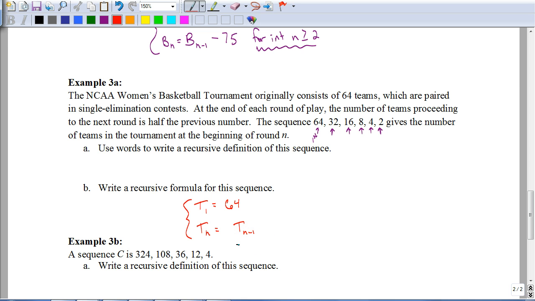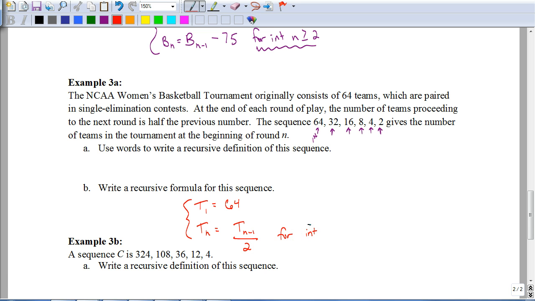and divide by 2. There's a number of ways that we could represent that. We could say divide by 2 like this. That would be fine. We can say divide by 2 as a fraction like that. Which would be fine. Or dividing by 2 is the same as multiplying by 1/2. So you could say 1/2 of t of the previous term. Any of those would be sufficient.